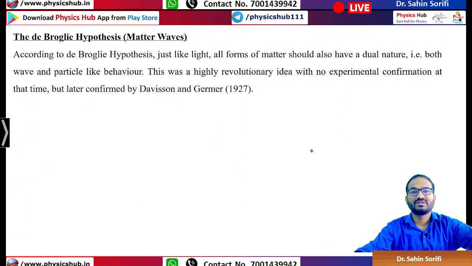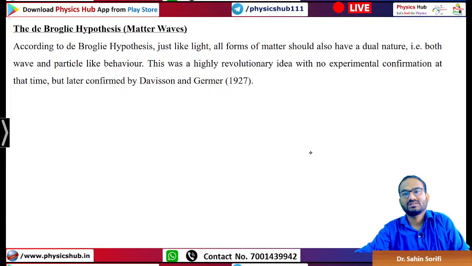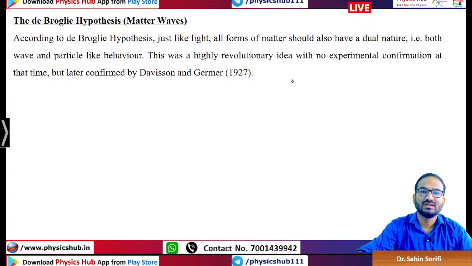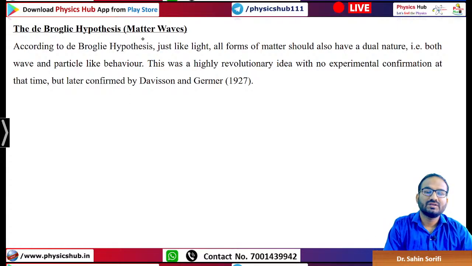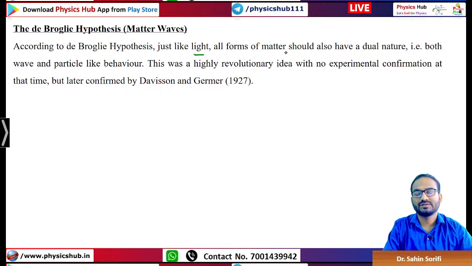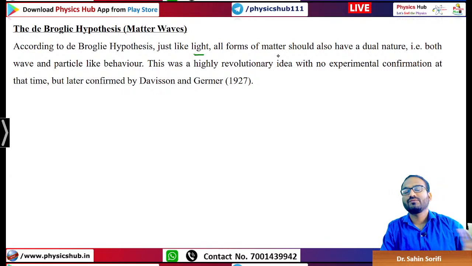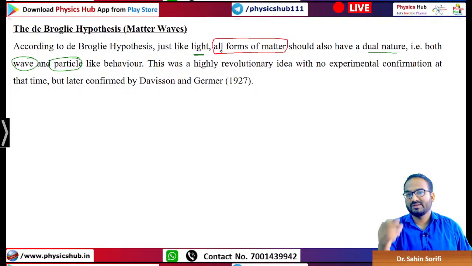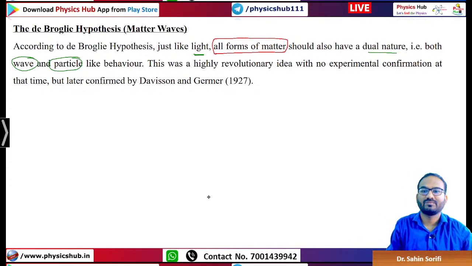Now let us talk about this de Broglie hypothesis. So you understand it qualitatively. Now let's try to understand it quantitatively. The de Broglie hypothesis of matter waves. According to this hypothesis, just like light, all forms of matter will have dual nature, both wave and particle. Remember this. This is not only valid for light. In fact, it is valid for all forms of matter. If you are considering a pen, a chalk, a duster, everything will have two aspects, wave and particle.